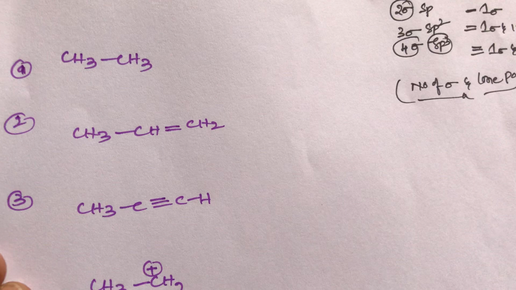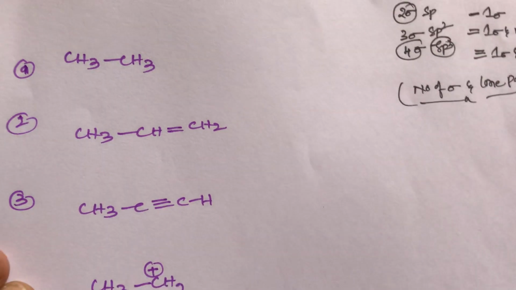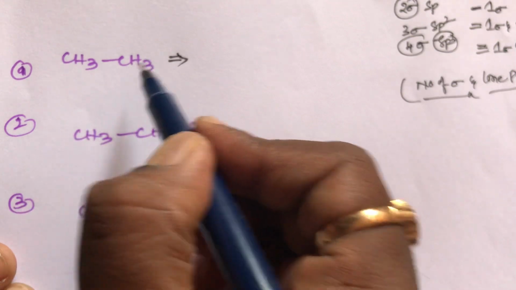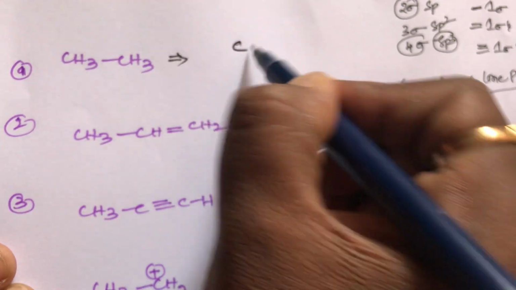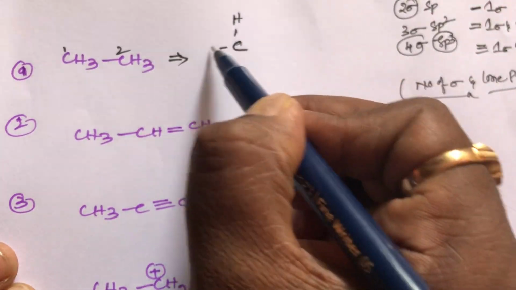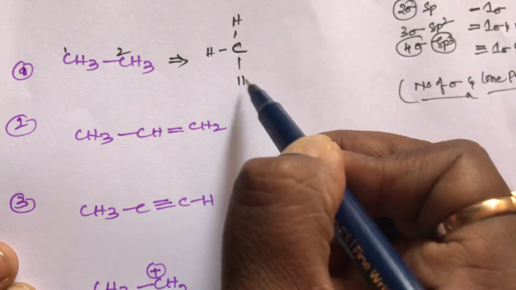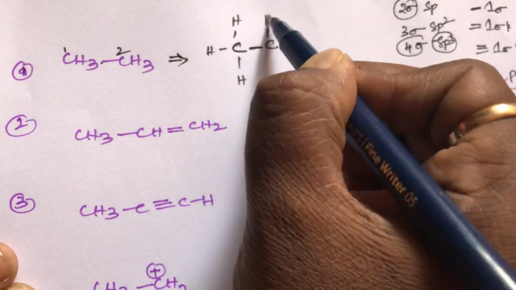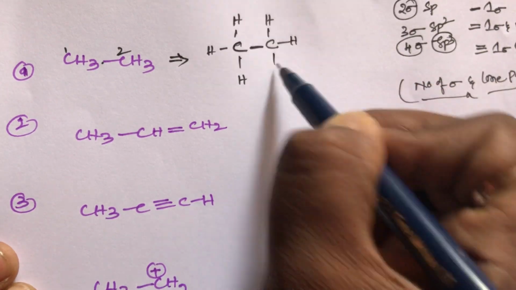I will give a simple trick, students. Around this carbon, how many sigma bonds are there? I am writing the skeleton structure. This is CH3, single bond, CH3. This is the first carbon, this is the second carbon. Around the first carbon only 3 hydrogens are there: 1, 2, 3. Then a single bond, and the right side carbon also has 3 hydrogens: 1, 2, 3.